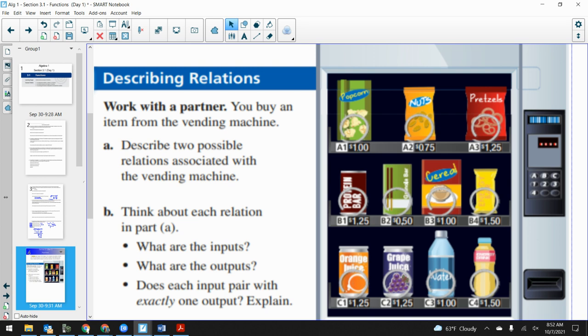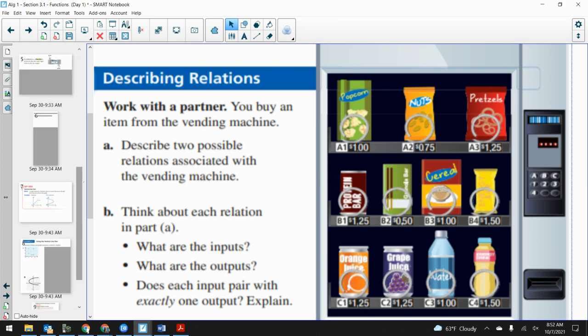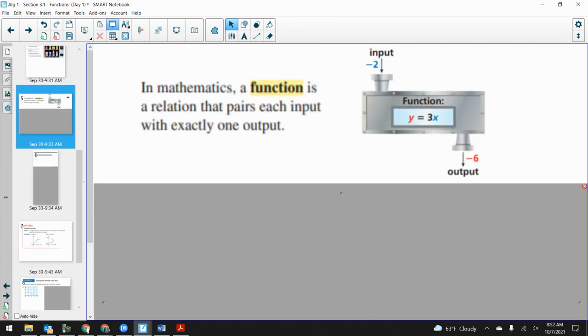Yeah. So if I input A, there are three different possible outputs. That is not exactly one output. Guys, please stop talking. That is not what I call a function. So let's define for ourselves what a function is. In mathematics, a function is a relation that pairs each input value to one and only one output value.